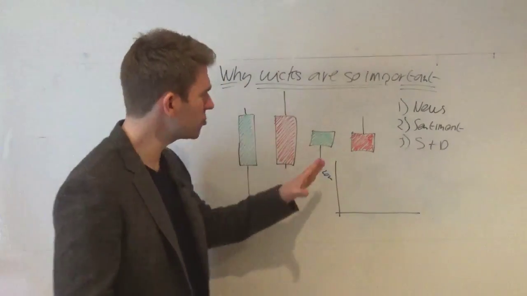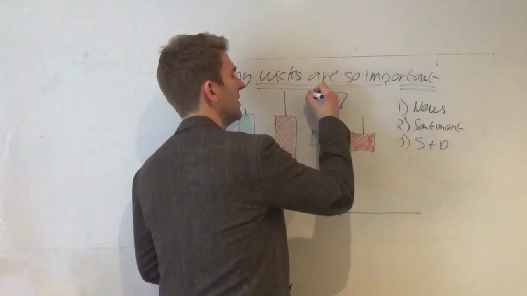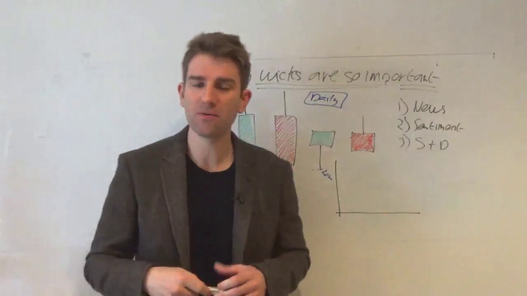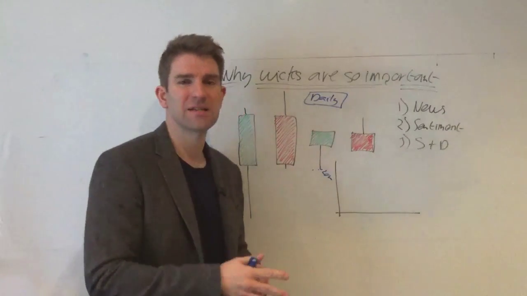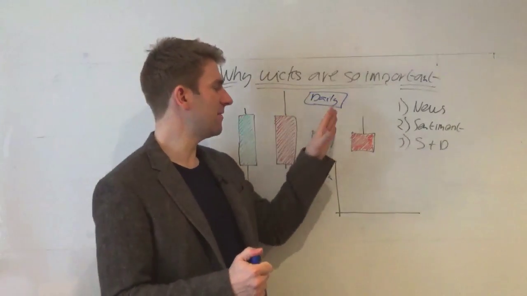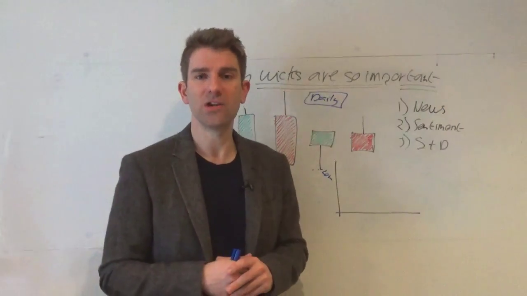Now, I'm talking about daily charts here. It also works on 15 minutes, 5 minutes, any time frame you like. 1 minute, not so much. Obviously, as you go down the time frames, they're going to be less and less valuable. But let's talk about daily for now. What a wick is telling us is it's a change in sentiment intraday.